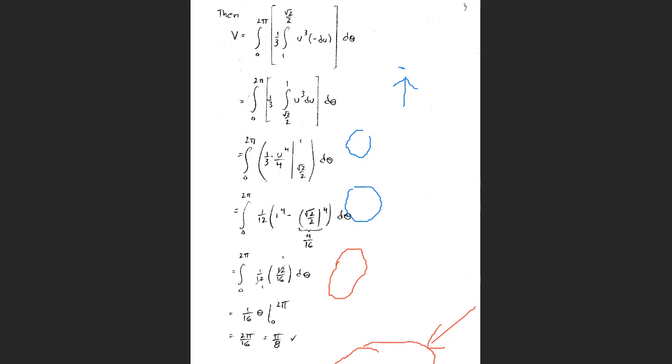This here equals the integral from 0 to 2 pi of 1/16 d theta. And that's just going to equal the antiderivative of 1/16, which is 1/16 theta. So we get 1/16 theta evaluated at 2 pi and 0. You'll end up getting pi over 8.